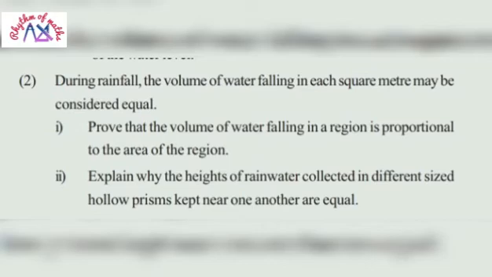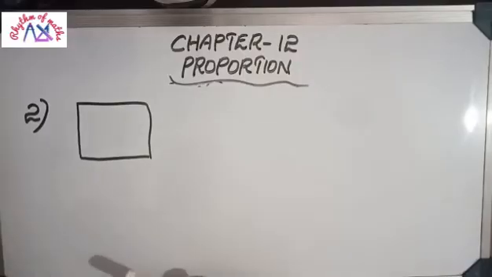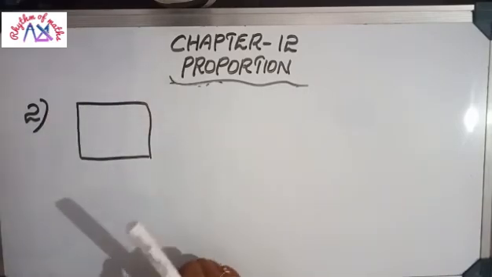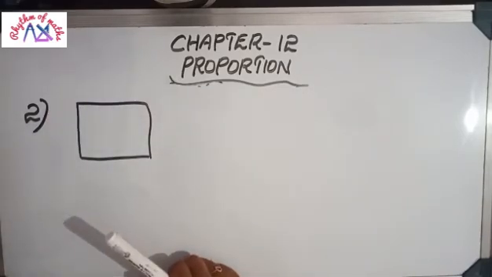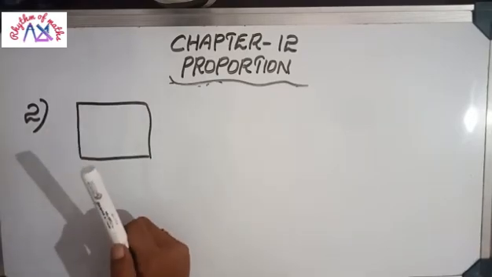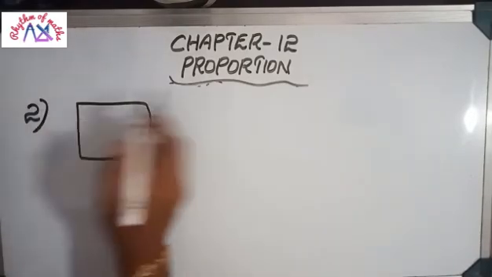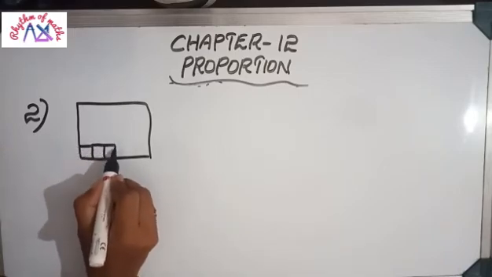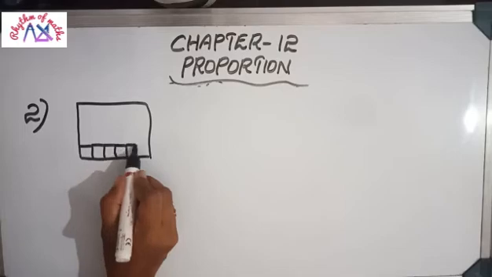Here in this question it is given that during rainfall, if we consider a particular area, the quantity of water falling in each square meter is equal. That means each and every area we can divide into 1 square meter units; all are 1 square meter, we can consider like this.